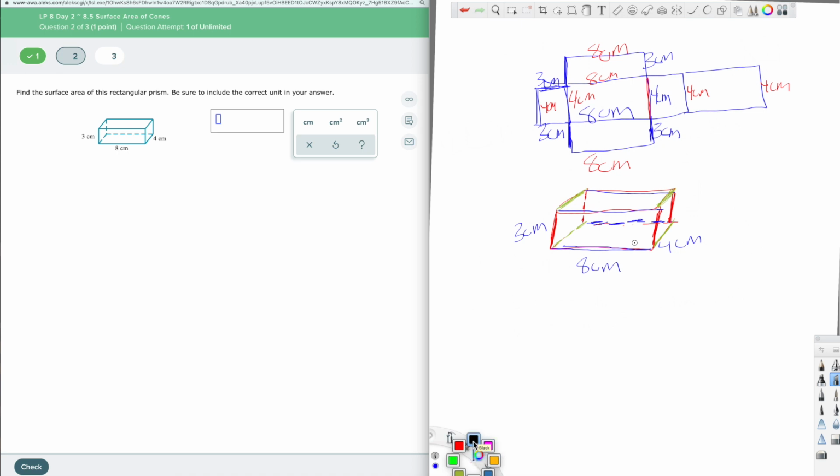So we're going to look at the different parts of the box. The front of the box and the back of the box, or rectangular prism, are going to be exactly the same. So if I have the area of the front, I can just multiply that by 2. One for the front, one for the back. So this is front/back.